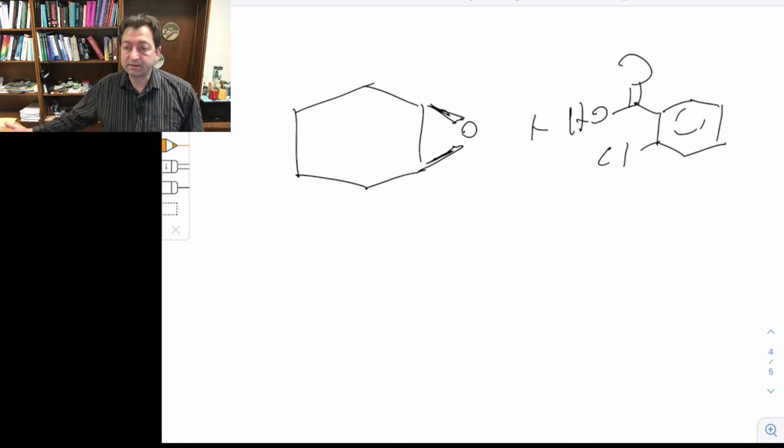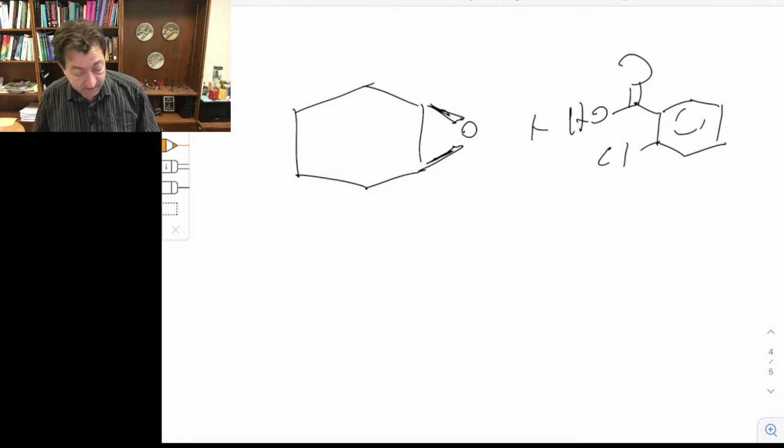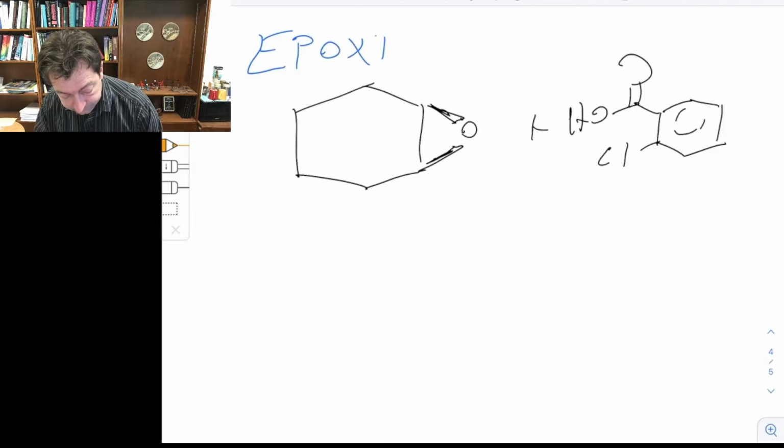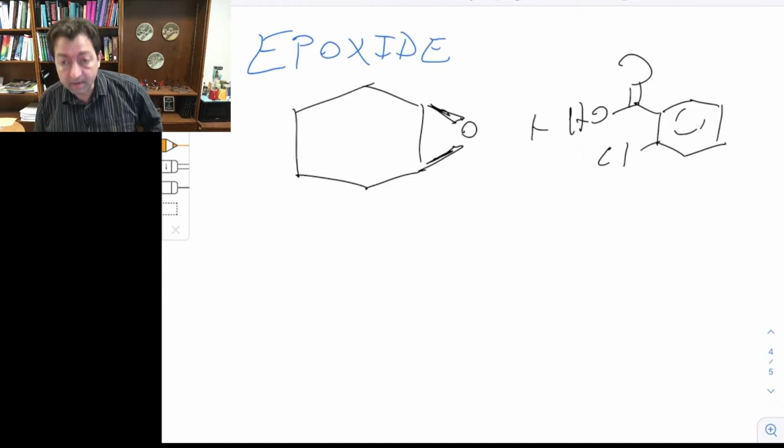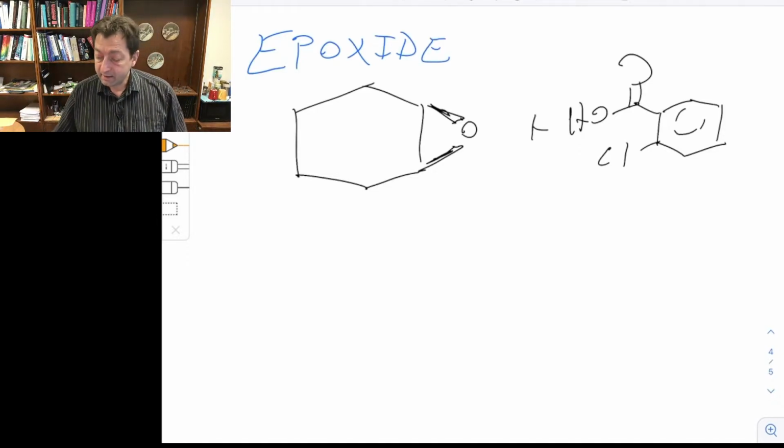The other side product is metachlorobenzoic acid. But the major product that we're concerned with is the epoxide. An epoxide is a three-membered ring with an oxygen containing bonds to a couple of carbon atoms. And so that's the first product of this reaction. It's not an intermediate, it's a true product. And in fact, you can isolate the epoxides if you choose to do so.